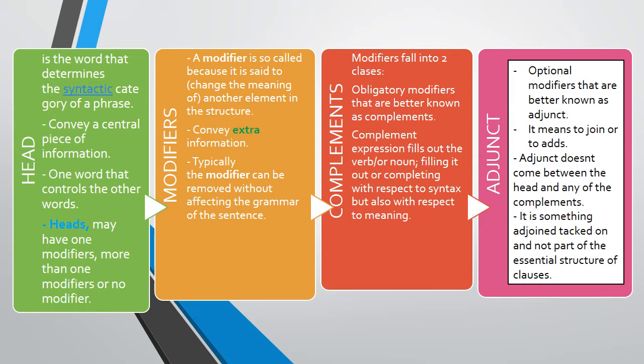Also, we have adjuncts, optional modifiers that are better known as adjuncts. It means to join or add extra information. An adjunct doesn't come between the head and any of the complements. An adjunct is also something adjoined, and not part of the essential structure of the clause.